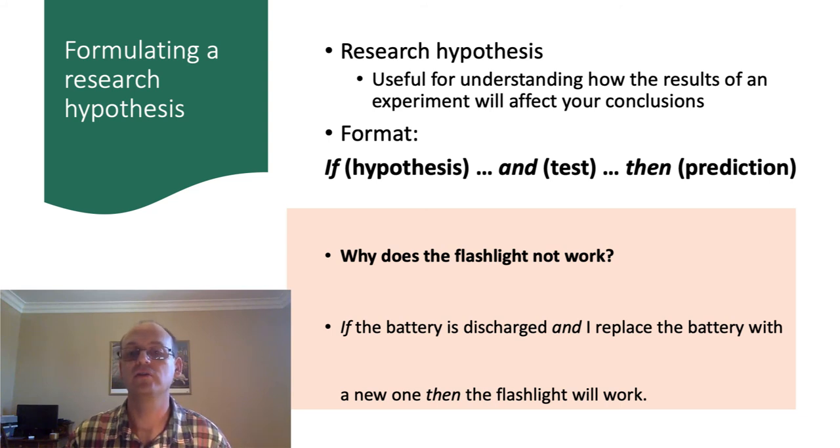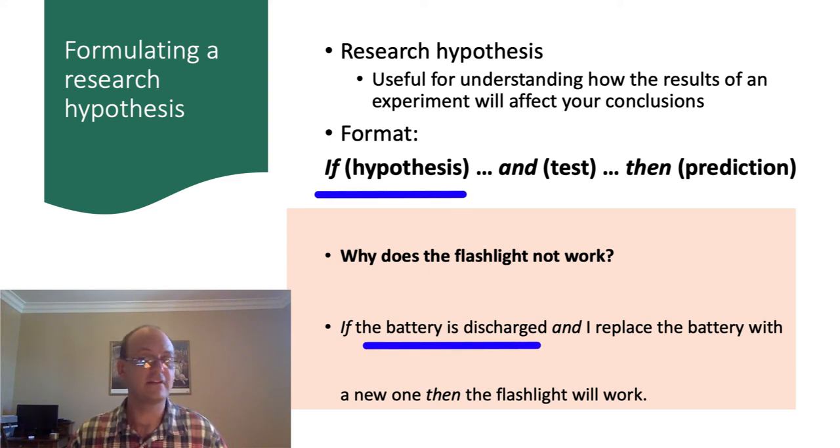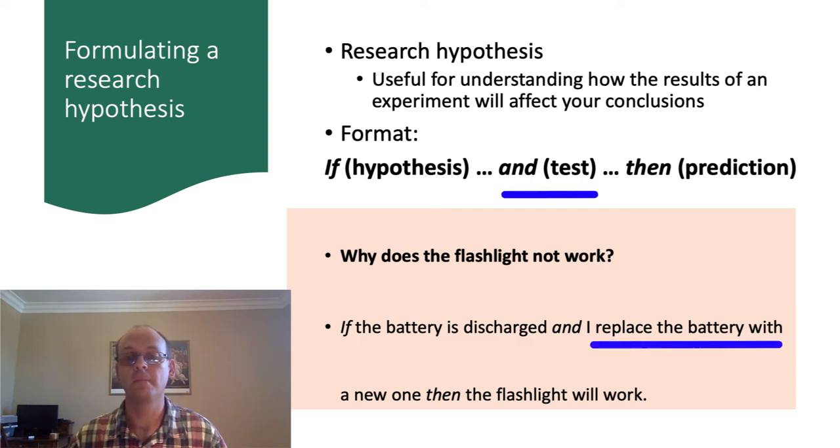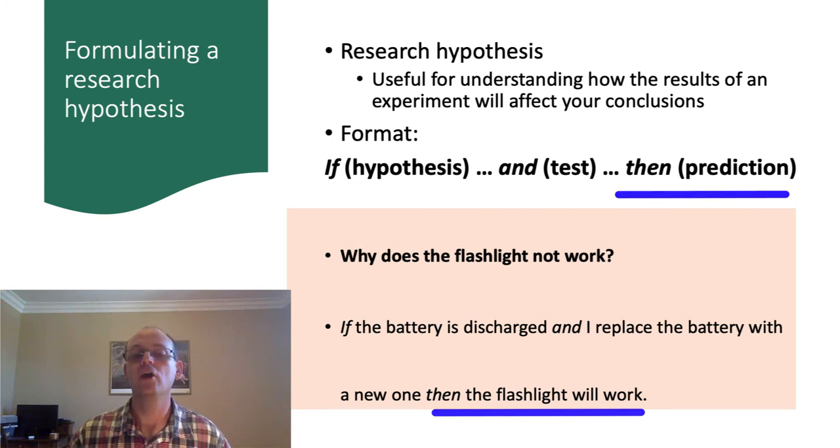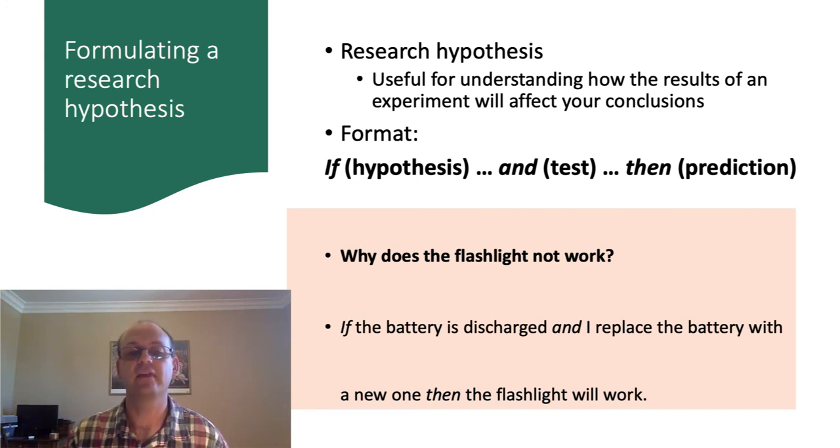Your textbook uses an example of a flashlight not working to develop hypotheses as to why it's broken. Using a research hypothesis, you might say, if the battery is discharged, or dead, and I replace the battery with a new one, then the flashlight will work. Notice that the hypothesis statement is an explanation of why the flashlight does not work. After the and statement, I put the test that we do. We replace the battery with a new one. After the then part, we make a prediction as to what will happen if the hypothesis is true, and we do that test.